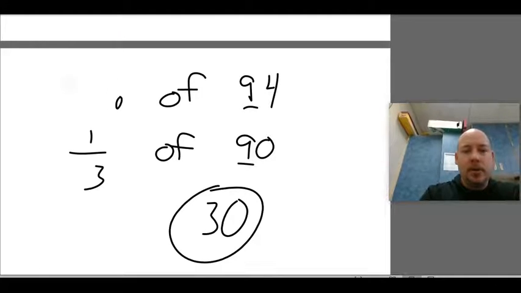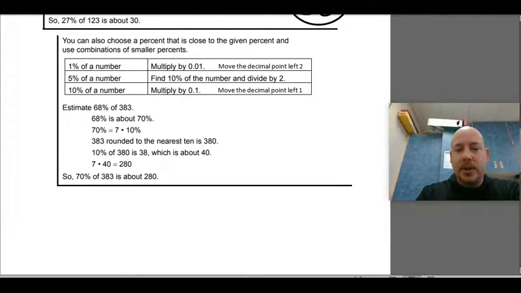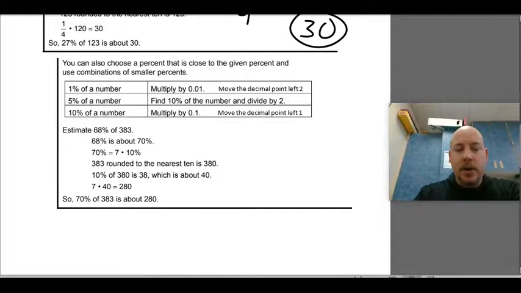All right. Now, let me erase this here quick. The other way we can do it is we can use some different percentages that are easier to calculate. To me, the key one here is 10%, okay? Because 10% is an easy calculation. I'll show that here in a second.